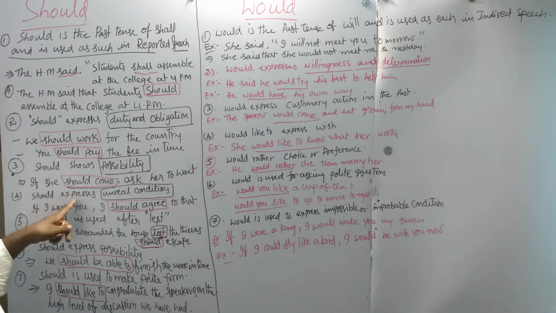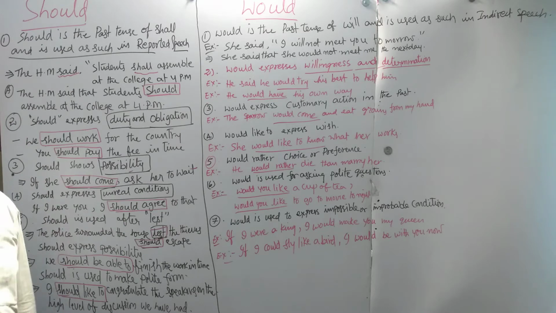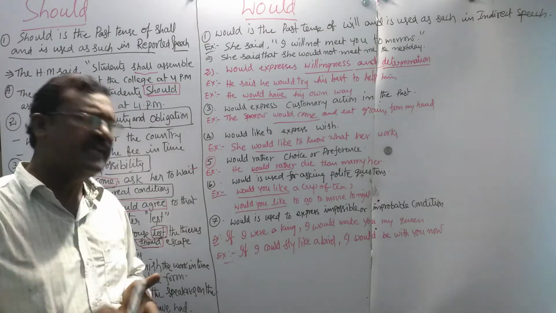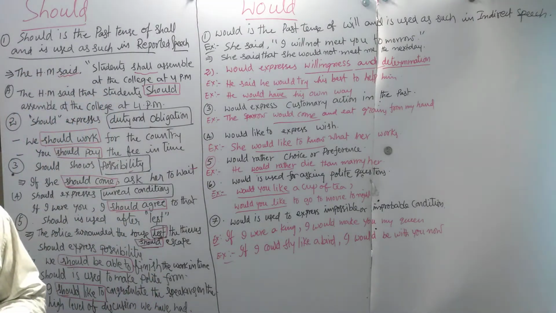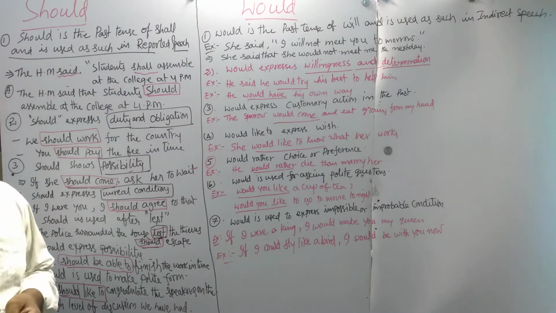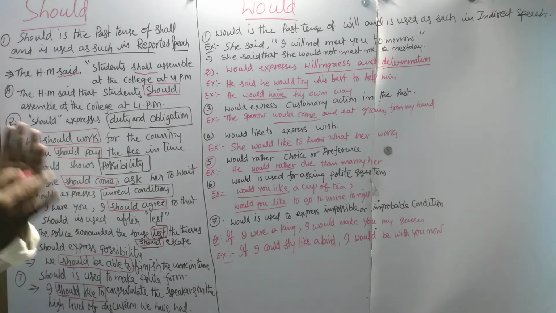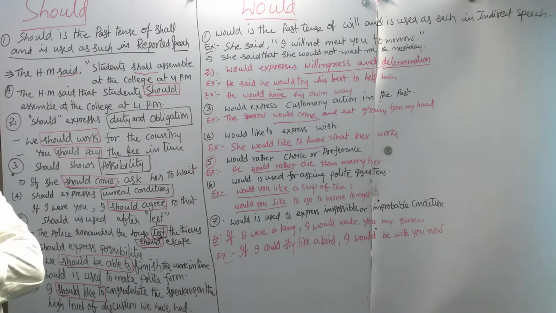Fourth one, should expresses unreal conditions. So conditional clauses are there. A conditional clause means the clause which starts with if. The next clause is the main clause. The main clause expresses the result. The if clause expresses the condition, which means the result in the main clause depends upon the conditional clause. So the conditional clause is here.